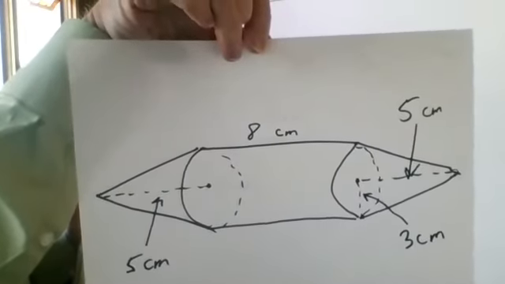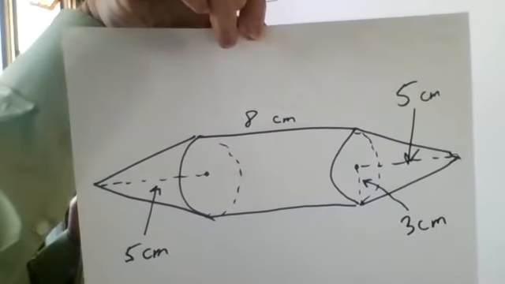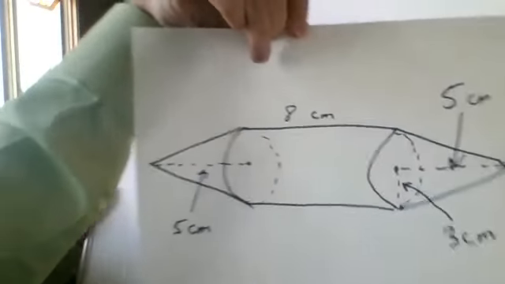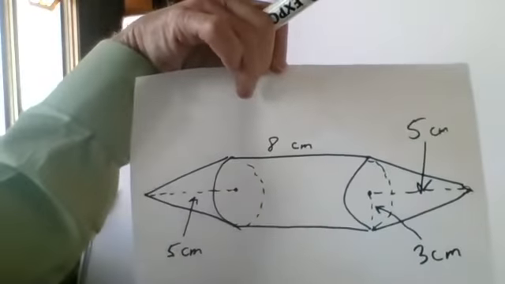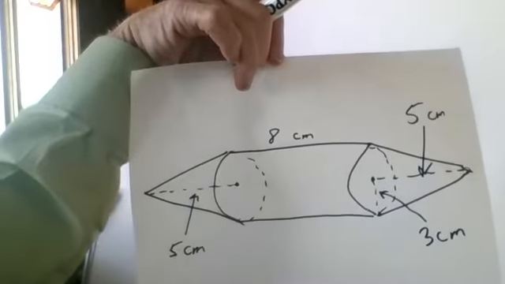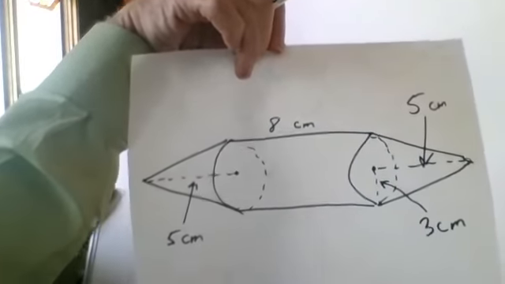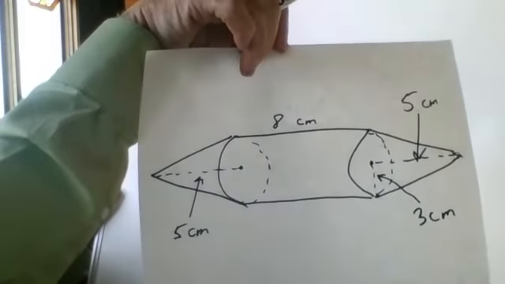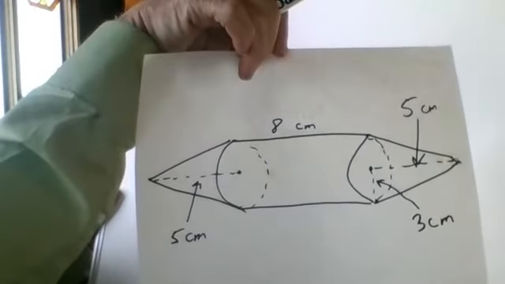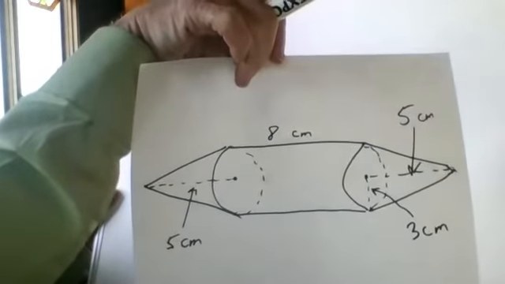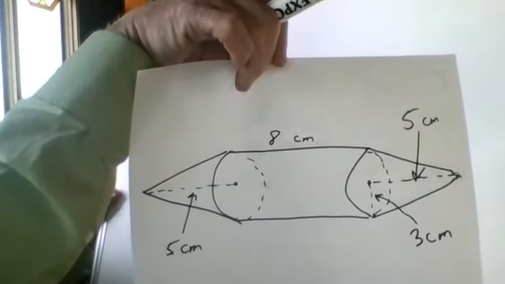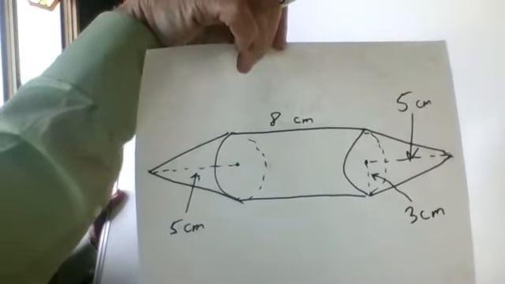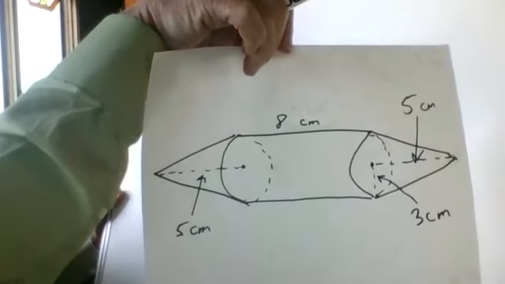The cone to your right there has a radius of 3 centimeters and a height, altitude, of 5 centimeters. The cone to the left obviously also has a radius of 3 centimeters, as does the cylinder, and the height of this cone is also 5 centimeters. All right, so make sure you got the picture drawn in your notes and you're ready with that.